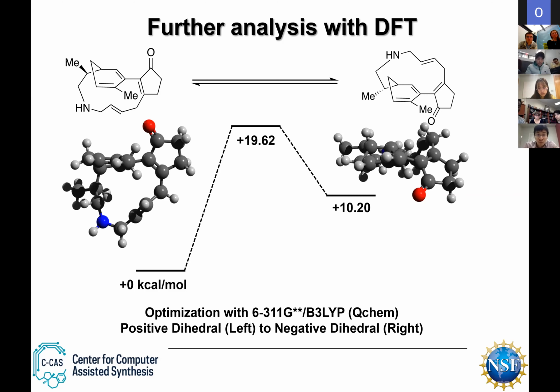So this is how you use conformational search, and depending on what kind of result you get, you can decide whether you want to do further analysis using DFT.